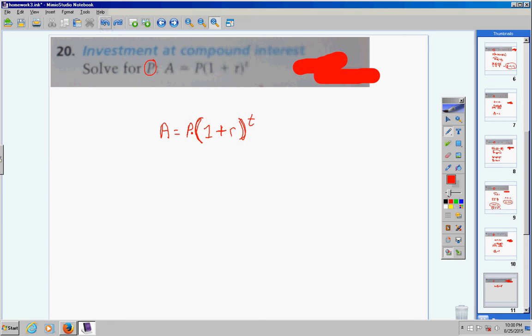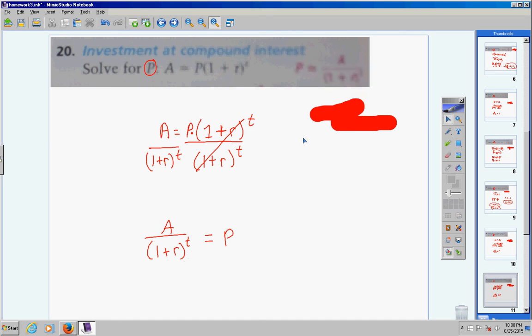So I'm going to look at that as one term, and I'm simply going to divide by 1 plus R to the T power. Look at that. Makes sense. That'll get P all by itself. 1 plus R to the T power. So here they cancel, leaving you with P. Over here I have A over, and you definitely need the parentheses over here because of this power of T. There we go. That is the answer. Not a lot of steps, but it's a little challenging in how to do that, okay?